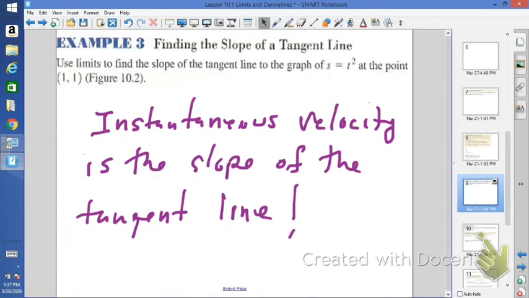Alright, so if you compare example 3 here to example 2, it should be apparent that the method for solving the tangent line problem was the same thing that we used to solve the instantaneous velocity problem in example 2. So this is important. Alright, make sure you copy this down. Instantaneous velocity is the slope of the tangent line. So if you were given the graph and you had to find the instantaneous velocity, you would draw a tangent line and find the slope of that tangent line.